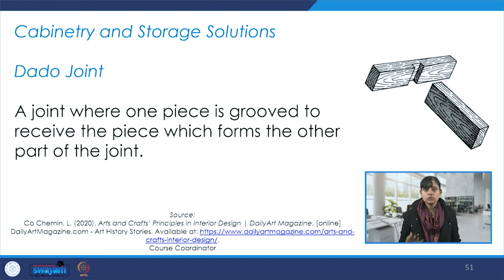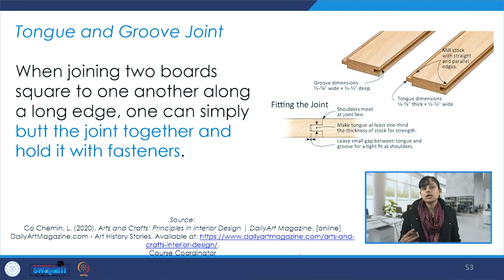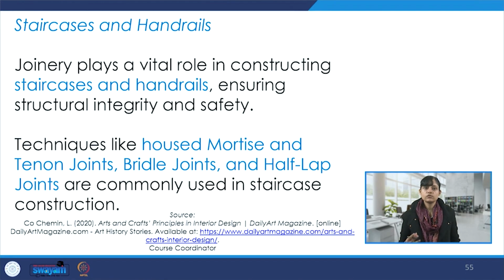And we did see dado joint, also rabbet joint. Then we also discussed tongue and groove joint, and we tried to understand the subtle nuances of mortise and tenon versus tongue and groove joint. We saw architectural millworks and how joineries apply to architectural elements like doors, windows, paneling, moldings, trim works. And we saw the importance of joinery and the vital role it plays in constructing staircases and handrails.